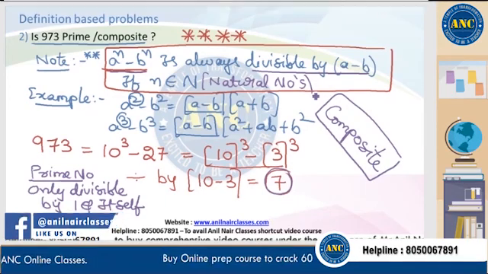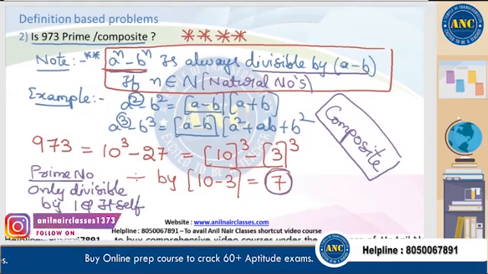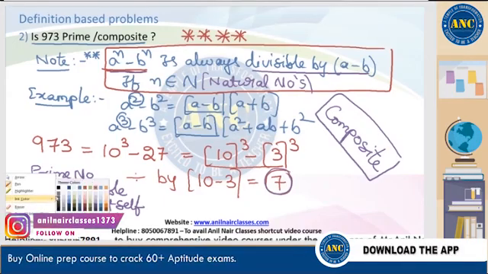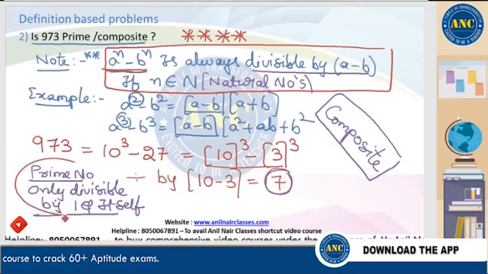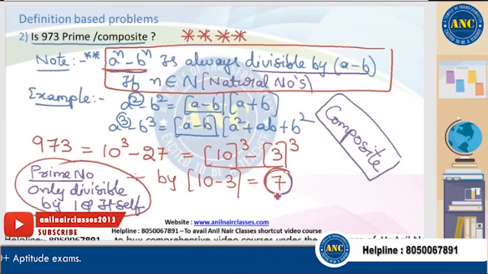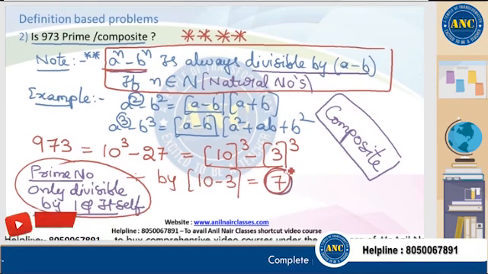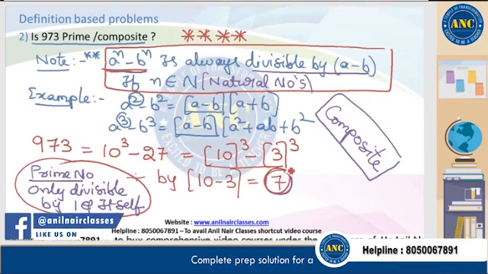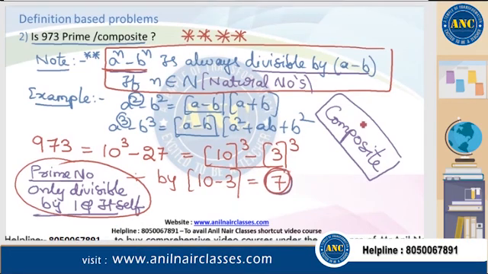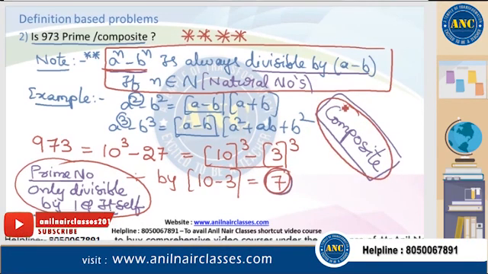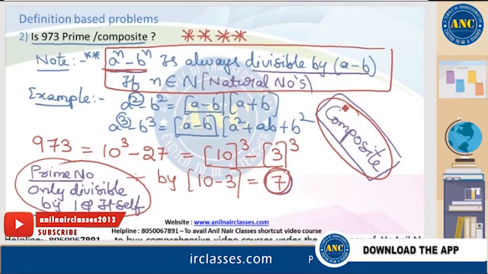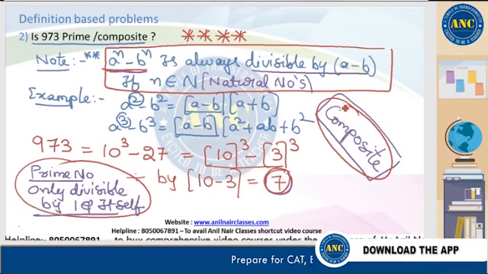I used this concept. A number, if it is a prime number, should be divisible by only 1 and itself. But in this question, it is divisible by 7. Any number which is not only divisible by 1 and itself is called a composite number. So the answer for this question is a composite number.